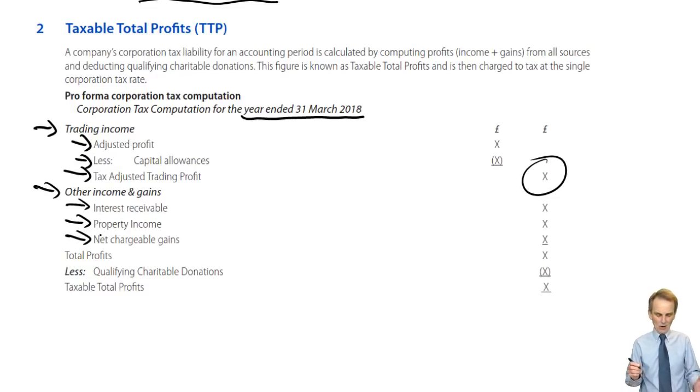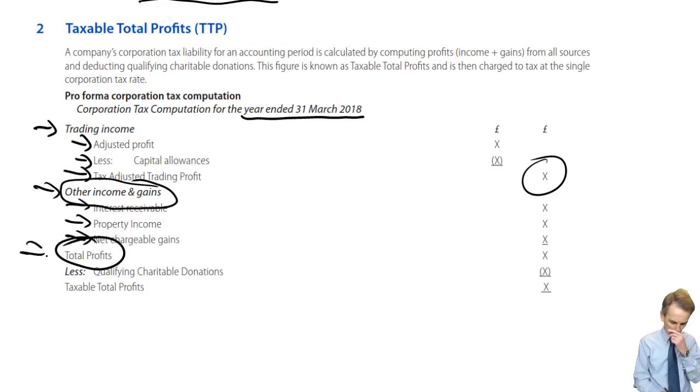So net gains, what you don't need here is that title. You don't need to have other income and gains. All you need to do is to list them out. Trading income, interest income, property income, chargeable gains, any of those that are relevant, and that comes down to an important subtotal there, total profits. That is total profits. That's a need to know figure. Why, you might say? Because it's a figure that's going to feature when we look at losses and loss relief in chapter 18 there, coming up in the none too distant future.